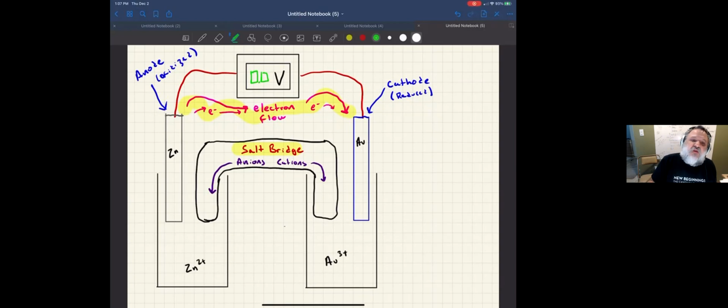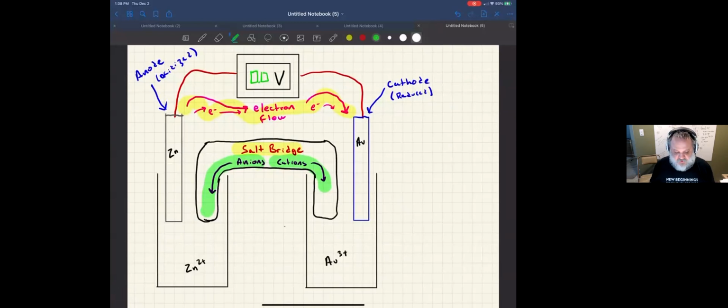So if you have negative electrons flowing into the container that has the cathode, then you're going to need positive cations to balance that out. The opposite is also true. If in the anode container you have electrons flowing out of it, then you'll need negative anions flowing back into it in order to balance that out. And so that's it. Now you've drawn the diagram.